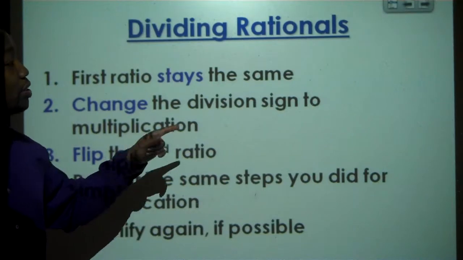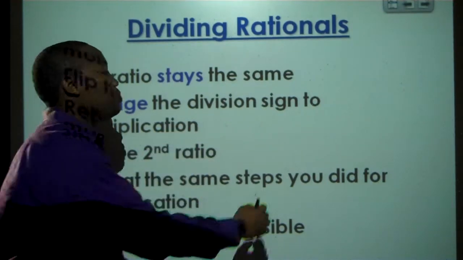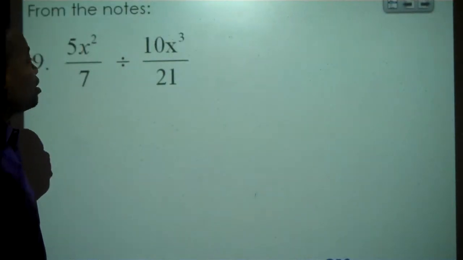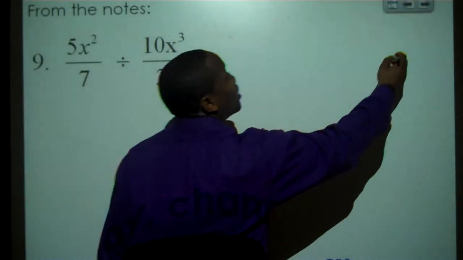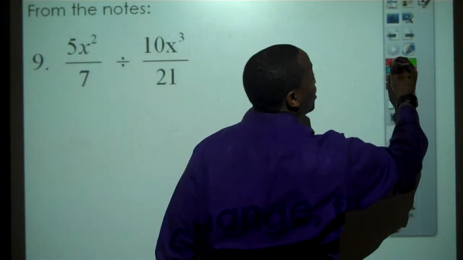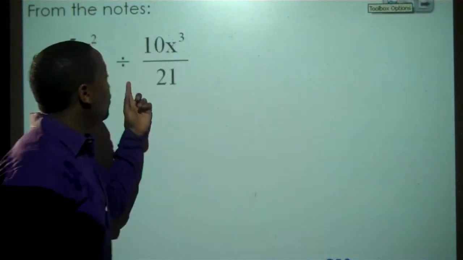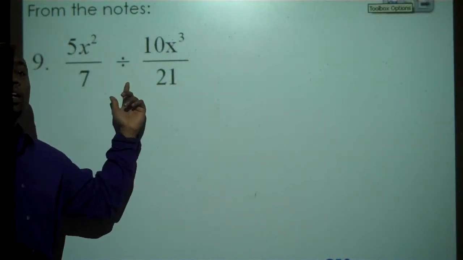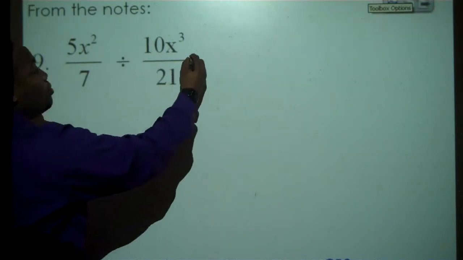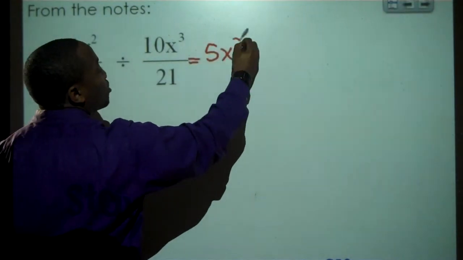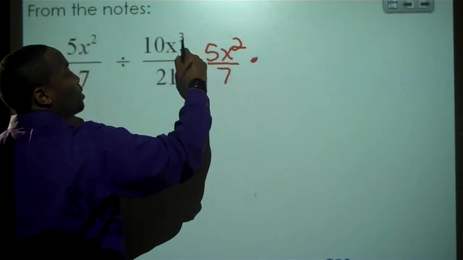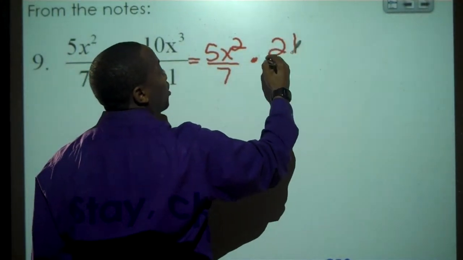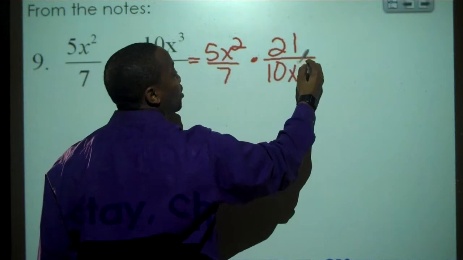Alright, let's go into the first example. The first example is always pretty simple, but let's go over it. First step, as I said, I have division. I never want to divide, I always want to multiply. So we keep this the same, 5x squared over 7, change this to multiplying, and then flip this. So this would be 21 over 10x to the third.